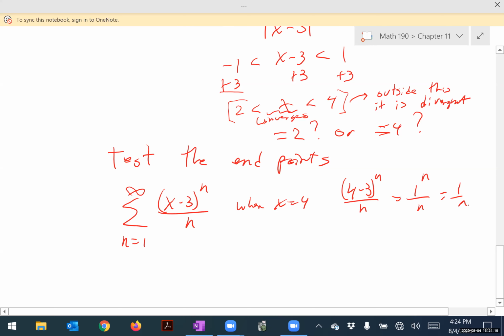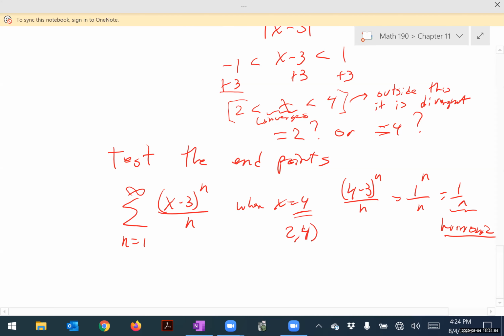So I know that it's divergent, right? It diverges if x is equal to 4, because this is the harmonic series. And since it's harmonic, it diverges. So when x is equal to 4, it's divergent. If I were to look at my interval 2 to 4, can 4 be included? No, so I'd put a parenthesis there. 4 is not going to be convergent.